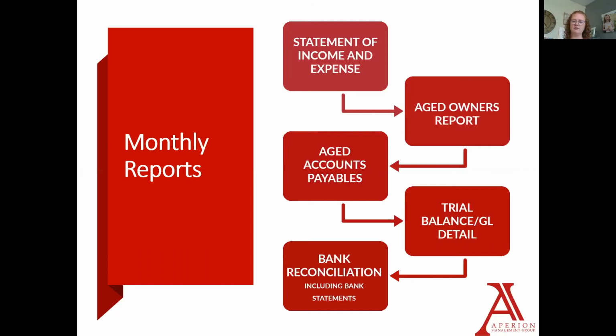And then you're always going to see your bank reconciliation report, and it will include your bank statement. And that's important. Many times we've heard of fraud cases, and a lot of times that comes from board members not seeing bank statements, not having visibility into that, and we'll cover that a little bit later in this presentation. But your monthly reports are always going to include a bank reconciliation.